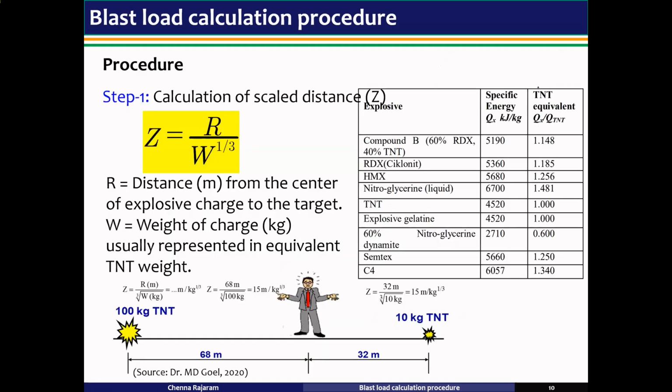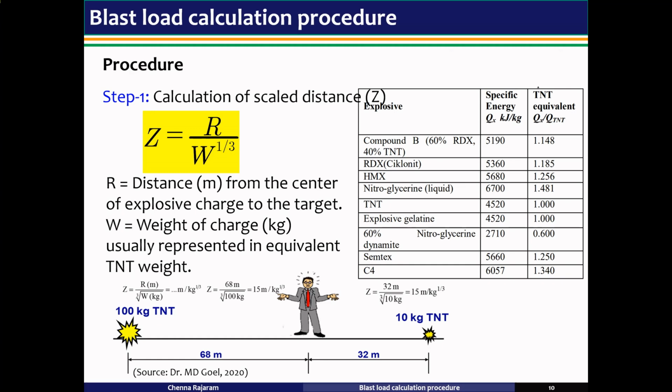Now let us discuss the first step of the blast load calculation: calculation of the scaled distance. It is calculated as Z equals R divided by W to the power of 1/3, where R is the distance from the center of the explosive charge to the target, and W is the weight of the charge, usually represented in equivalent TNT weight.